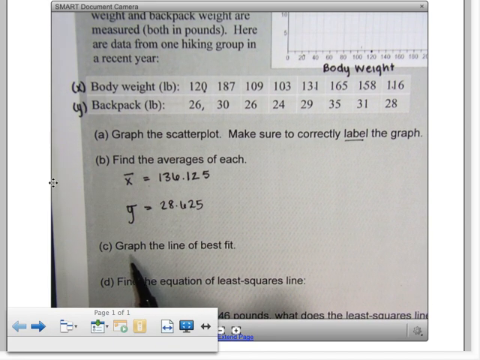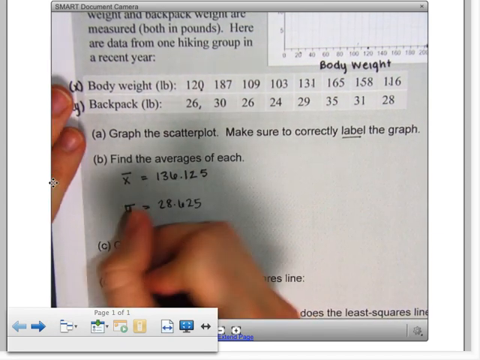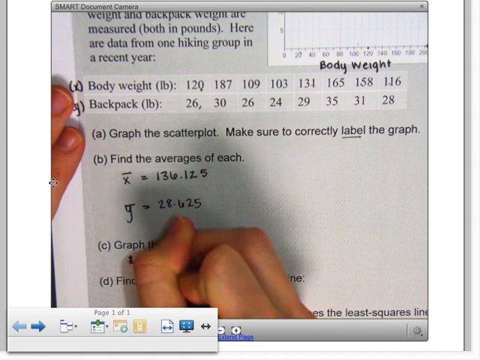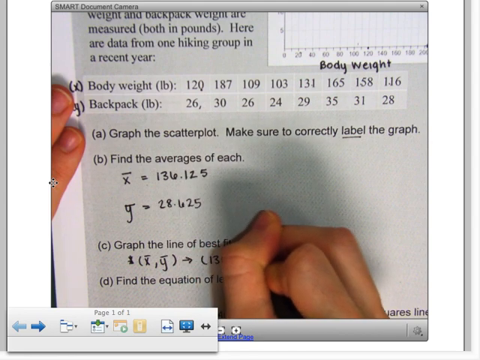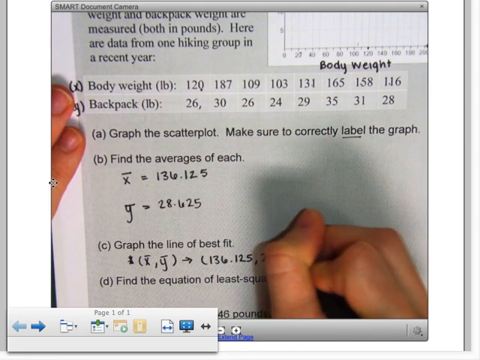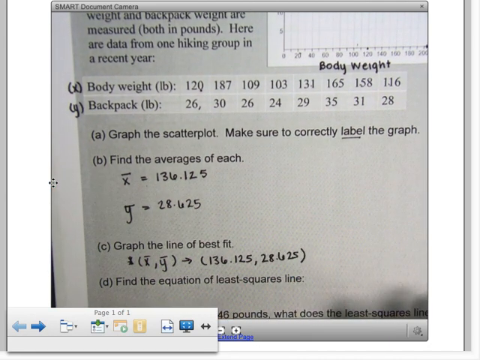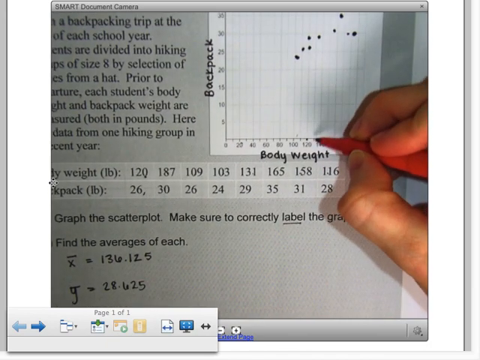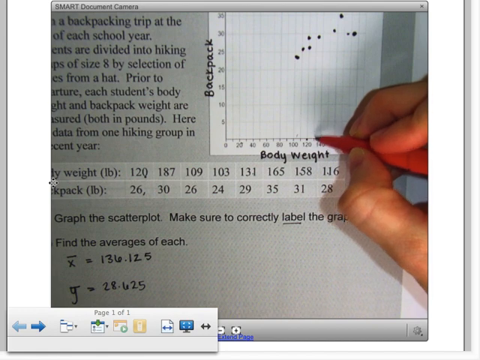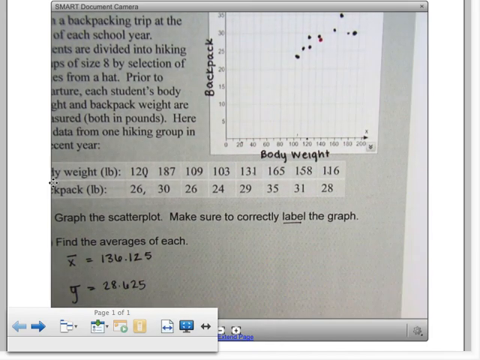So remember, when we graph the line of best fit, we have to make the line go through the averages. So that means if we write X bar, Y bar as a coordinate point, that's 136.125 and then 28.625. So I need to graph this coordinate point here. So if I go back to my graph, X is 136.125 and then Y is 28.625. So just roughly put a point where that is.